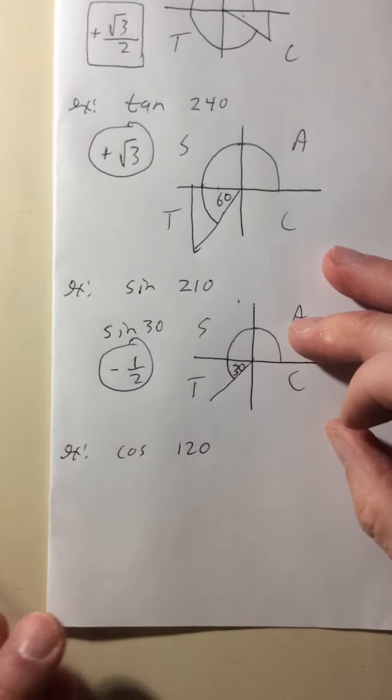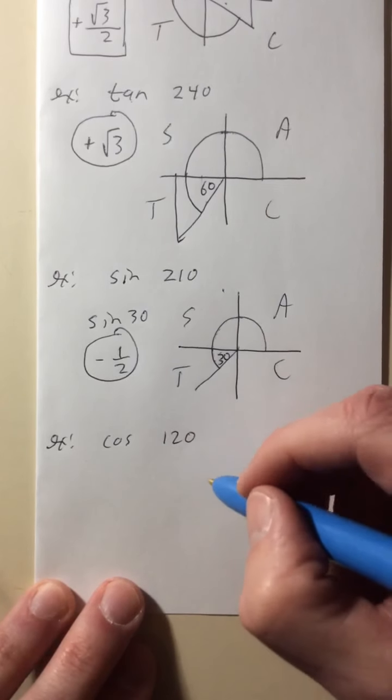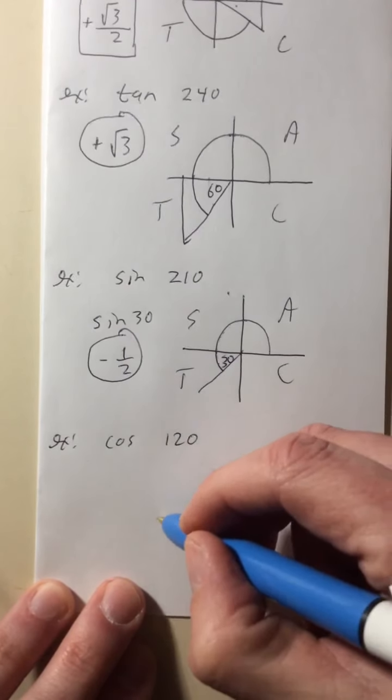All right, one more for you to do. 3 steps. Pause the video. Do it right now. Okay, so here we are. We're back. And so we're going to do cosine of 120.